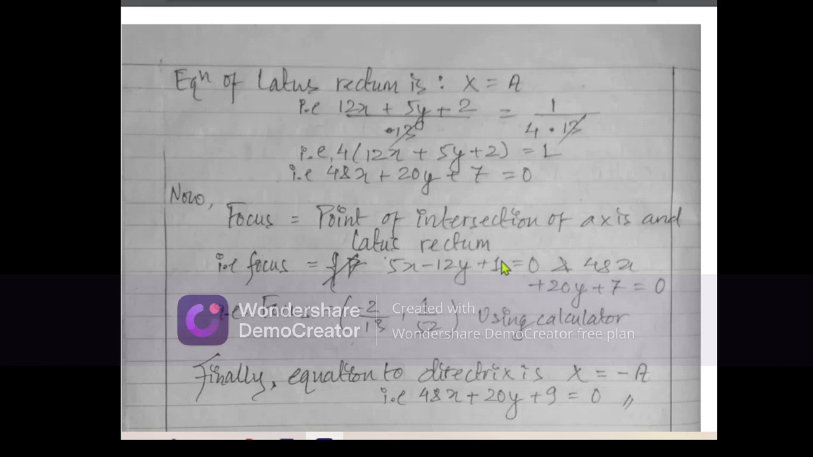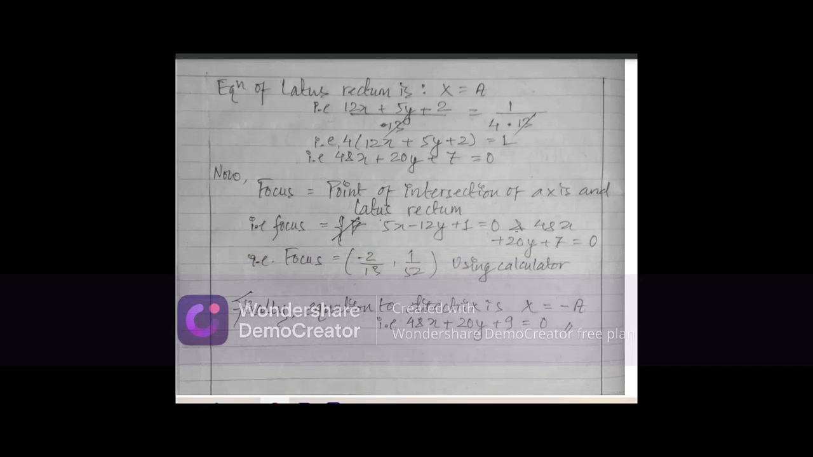By solving these two equations, the point of intersection and the equation of the latus rectum, we get the value of the focus. We get the coordinates of the focus, that is minus 2 by 13 and 1 by 52, with minus 2 by 13 as the x point and 1 by 52 as the y. So finally, the equation of the directrix is x equals minus a, that is 48x plus 20y plus 9 equals 0. So this concludes my parabola part.